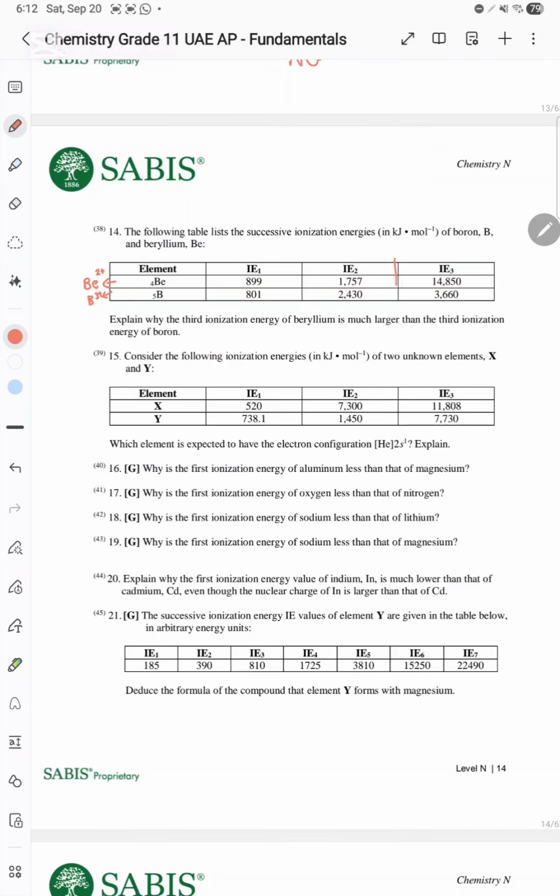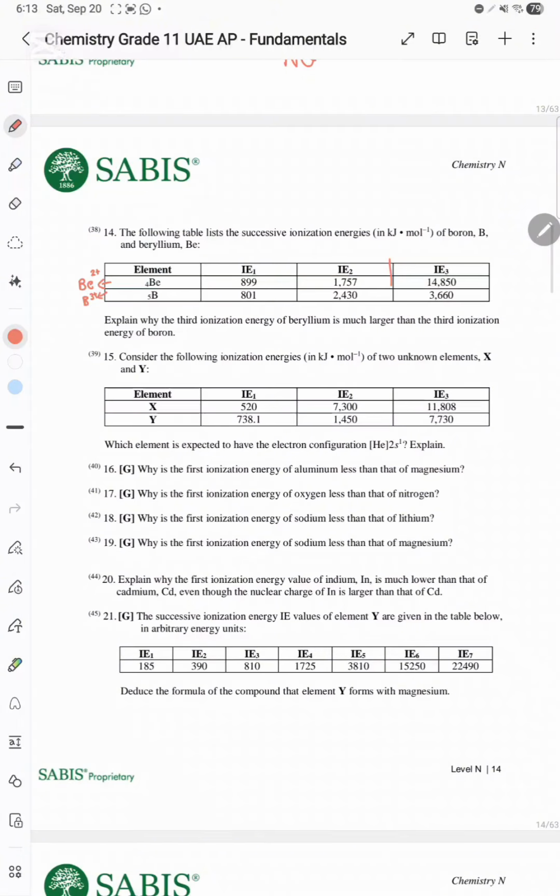So after IE2, beryllium becomes stable, so taking an extra electron is way harder, because you're taking it from an already filled shell that's being attracted by the nucleus. And since it has already lost 2, it's closer, with fewer energy levels and less shielding. Whereas B3+ needs to lose 3 to become stable. The 4th ionization energy of boron is probably going to be very big.